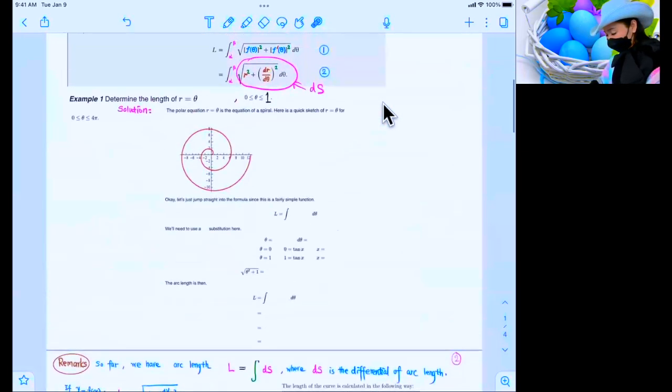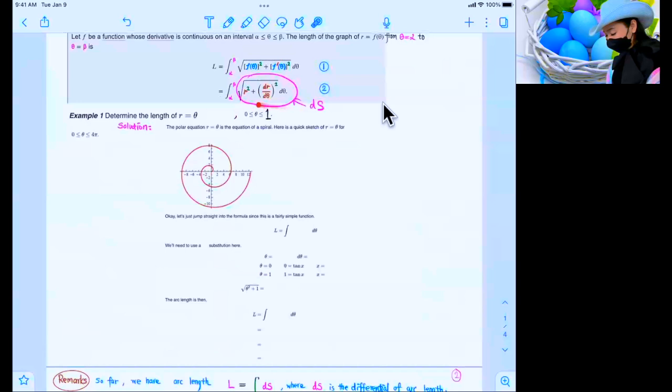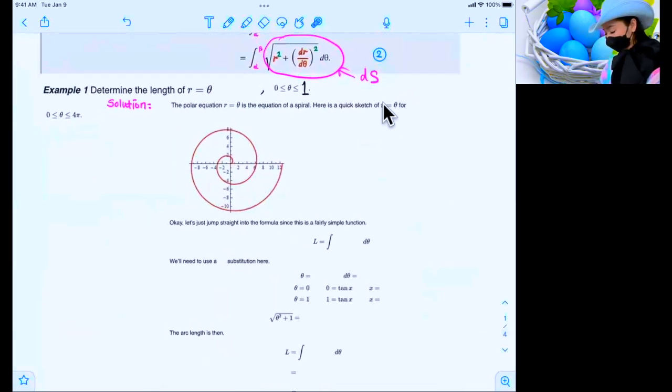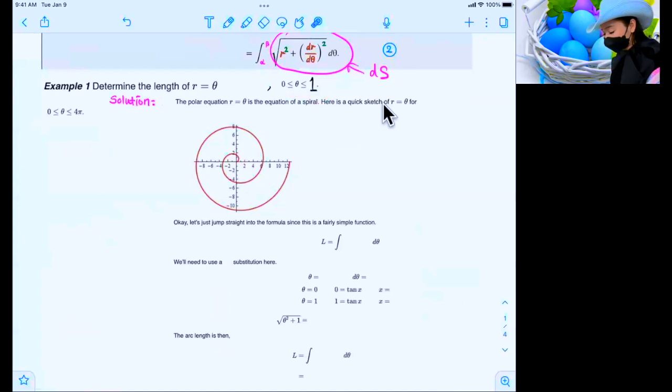Okay, now we're going to use this formula. We're trying to determine the length of this polar curve, r equal theta, theta going from 0 to 1. Remember, this is radians, okay? Theta goes from radian 0 to 1.